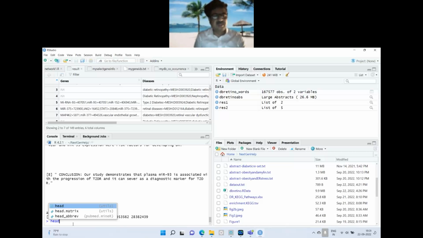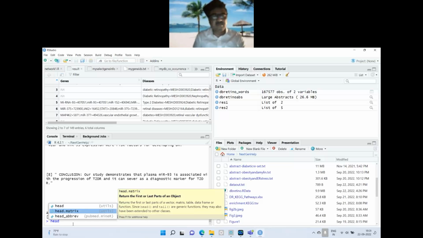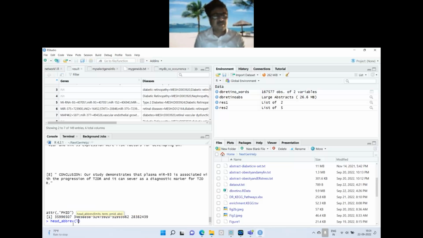So here is the head abbreviation function where we give the term FPG, and then we have the PMID. It's a number, so it should not be given in quotes. 35996507, and then the abstract corpus, which happens to be this one.